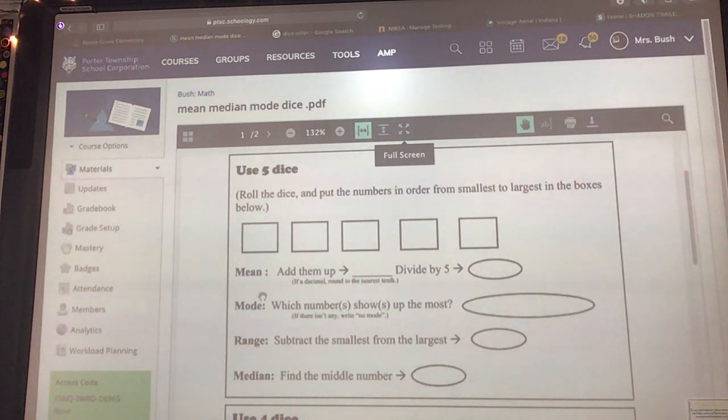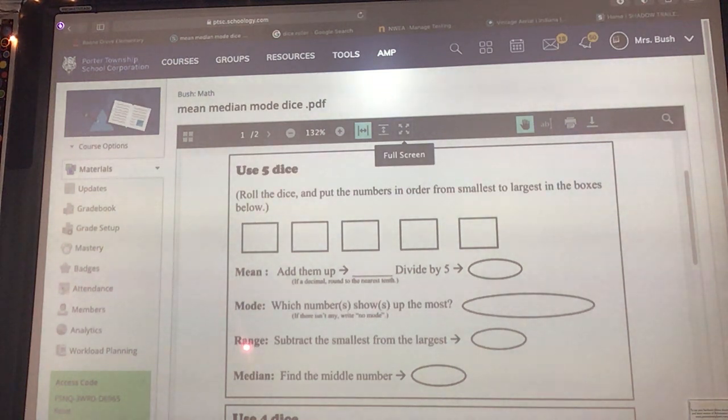All right, let's keep going. Mode. Which number shows up the most? If there isn't any, write no mode. Well, do we have a number that appears more than the others? Yeah. What is it? 1. Yeah, we have 3 1s and 2 6s. So I know some people think, oh, I have two of a number. I have 2 6s, so isn't it 1 and 6? No, there are 2 6s, but 6 is not the number that appears the most. 1 is my number that appears the most. So you're writing a 1 in this circle right here.